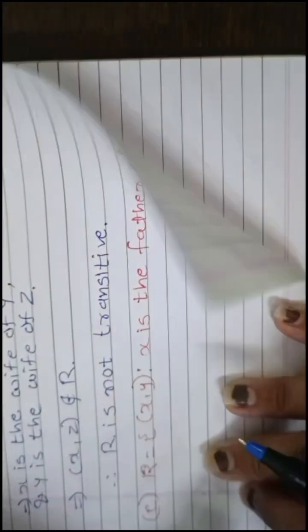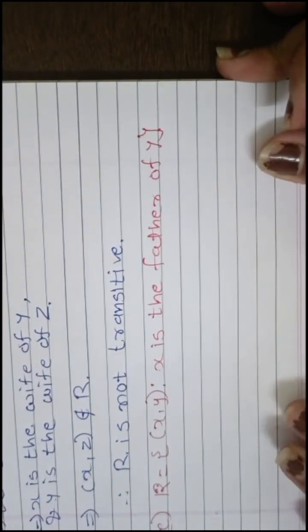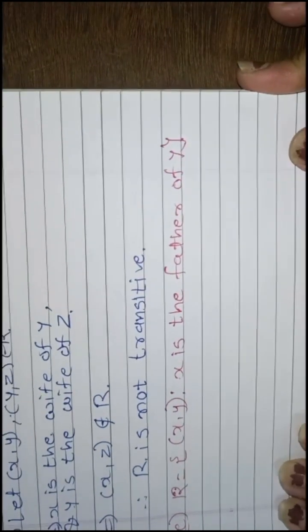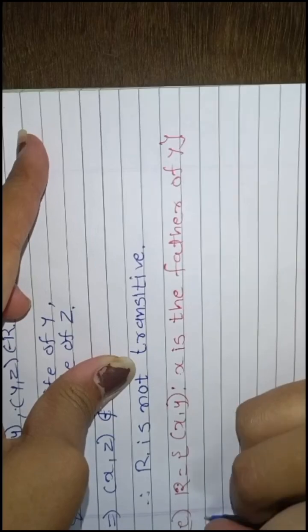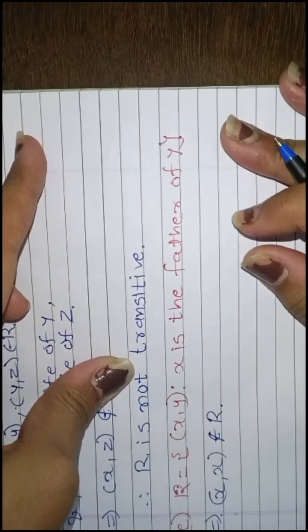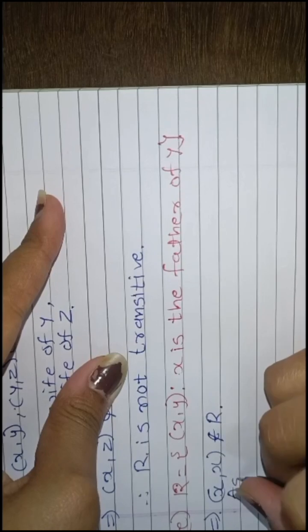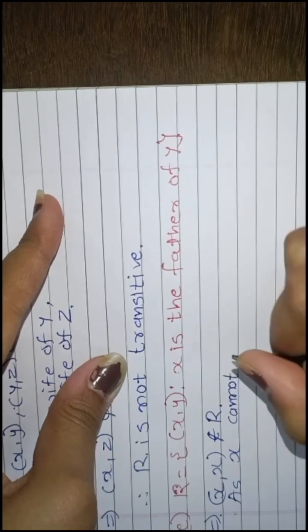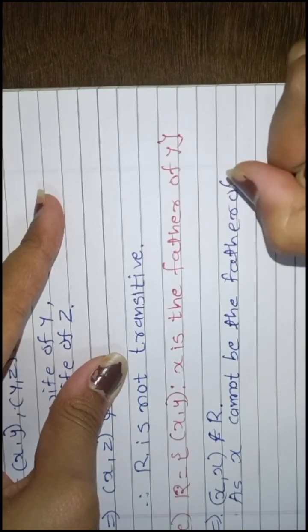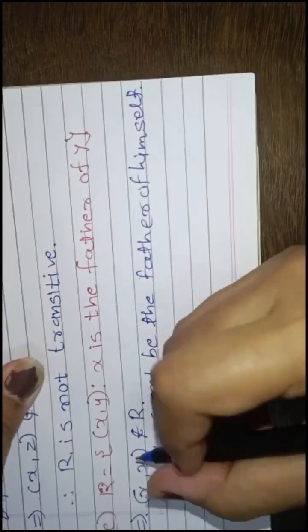Next, question E. Relation R equals (x, y), x is the father of y. First of all, we will check for reflexiveness. Here we have (x, x) does not belong to R because x cannot be the father of himself. That's why R is not reflexive.